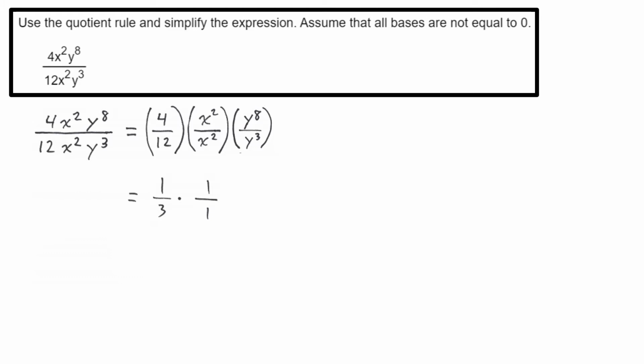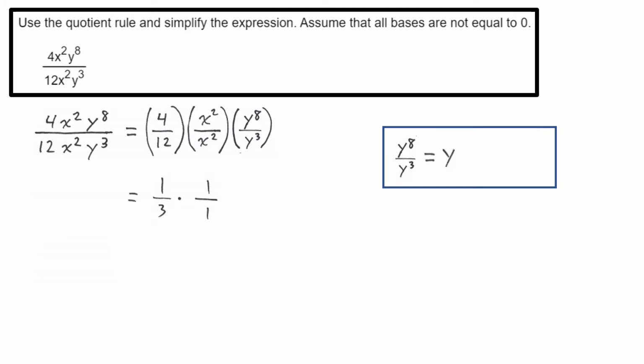Finally, we have y to the 8th over y cubed, so recall our quotient rule. When dividing two numbers with the same base, keep the base and subtract the exponents. So we get y to the 5th.